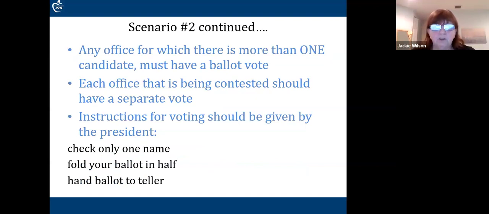And as I said, because you know ahead of time, the secretary can be prepared with the ballots for the vote. And instructions for voting should be given by the president, such as check only one name, fold your ballot in half, hand the ballot to the teller, whatever your procedures are, to make sure that there is no confusion or miscommunication about, well, I didn't know you're supposed to check the ballot. The instruction should be given right up front.